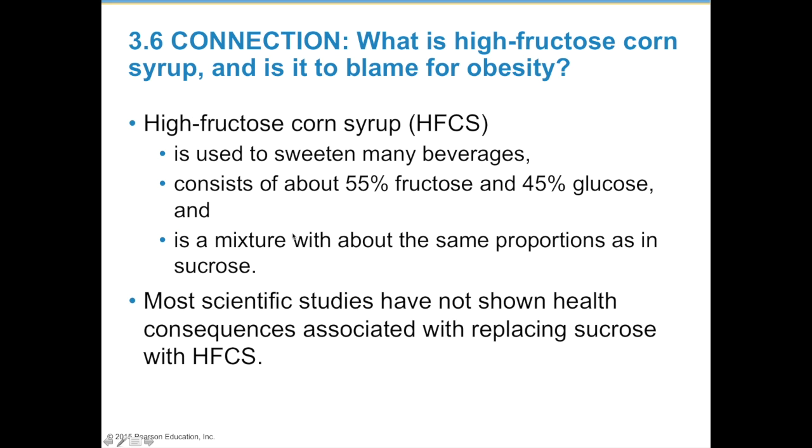High fructose corn syrup is used to sweeten many beverages. It consists of 55% fructose and 45% glucose. It's a mixture with about the same proportions as sucrose. Most scientific studies have not shown health consequences associated with replacing sucrose with high fructose corn syrup. Sucrose here is table sugar.